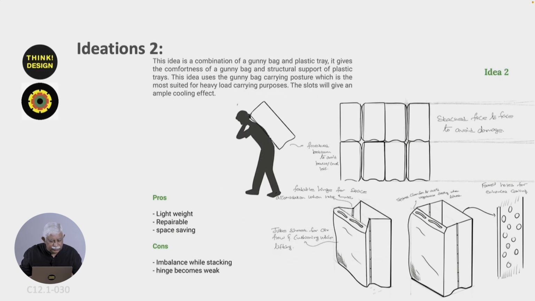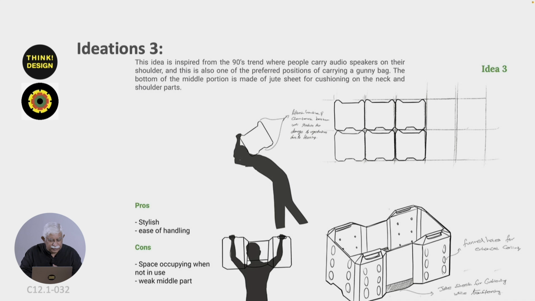Also, the way one actually moves around. So, it has to be lightweight, repairable, also it should be space saving. That means you should be able to stack it, one next to another. Okay. So, these are all the ideations coming in. These are small containers which go into another. So, it is easy to handle it. Okay. When it is not actually being used, it occupies less space. Okay. There is a weak middle part here, it has to be sorted out.